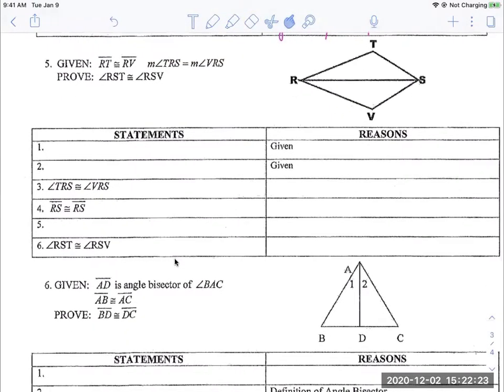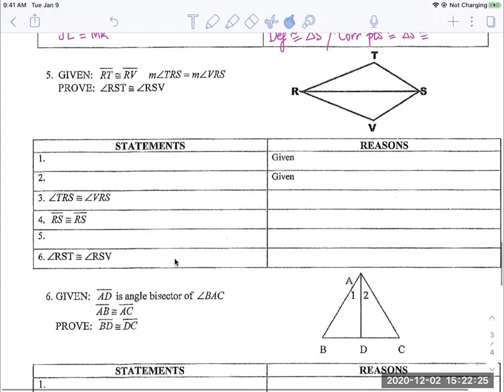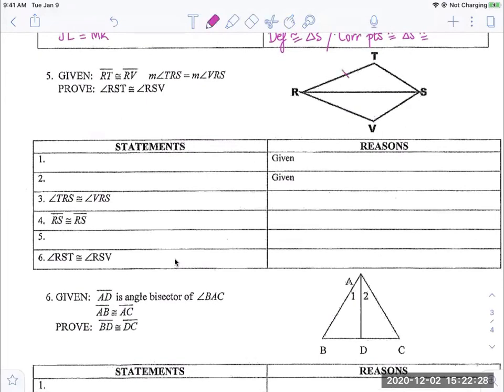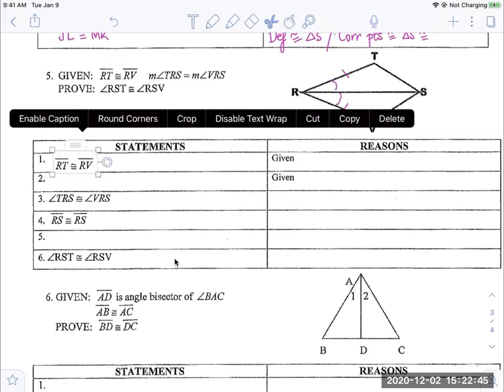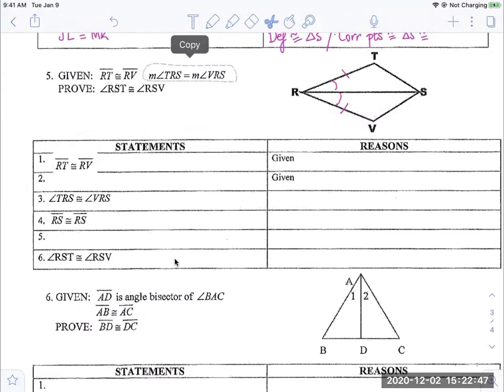Next proof. Segment RT is congruent to segment RV, and then the measure of angle TRS is equal to the measure of VRS. So that's going to be our given information. Oh, they split into two givens. So there's the first given. And here's the second given. Okay, those are both given, marked on the picture.